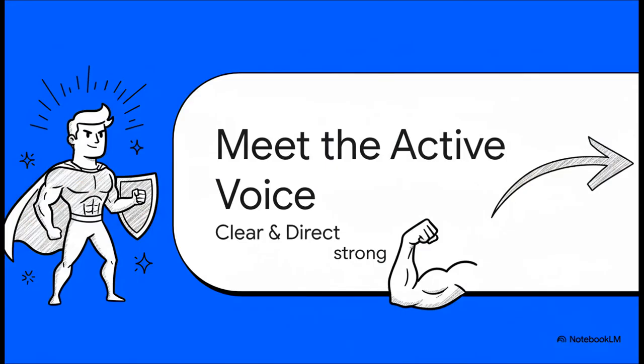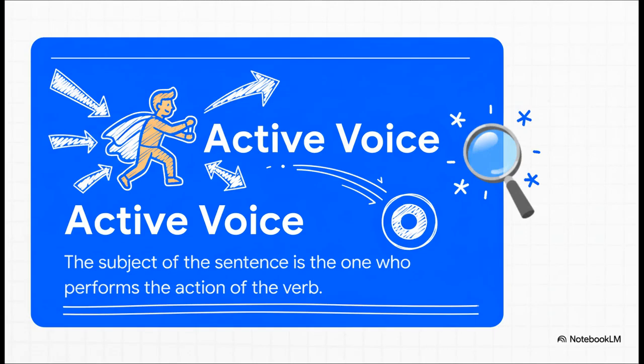All right, let's properly introduce our first character here, the active voice. Honestly, you can think of it as the hero of the story, the one that gets right to the point. It's clear, it's direct, and it's all about action. So what does that actually mean? Well, the textbook definition is pretty simple. In the active voice, the subject of the sentence does the action of the verb. That's it. Your main character, the subject, is the one in motion, the one making things happen.